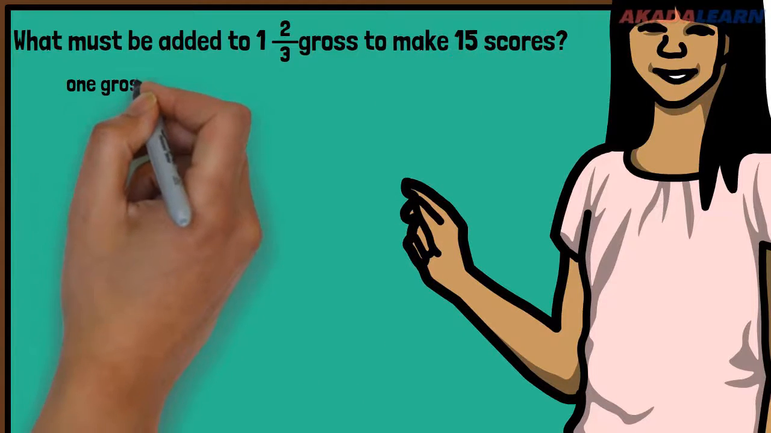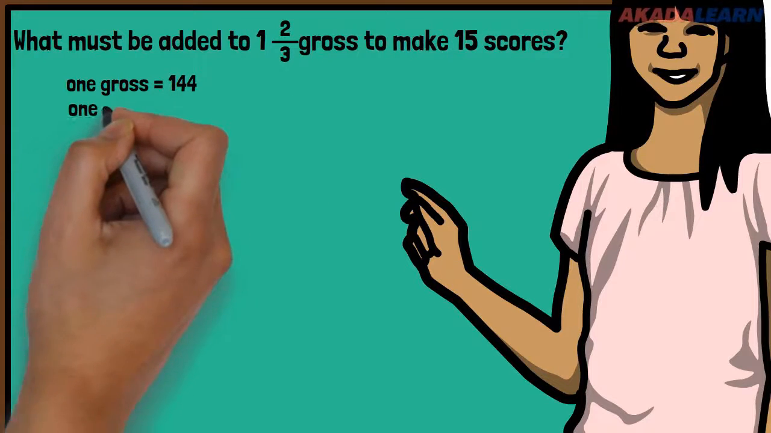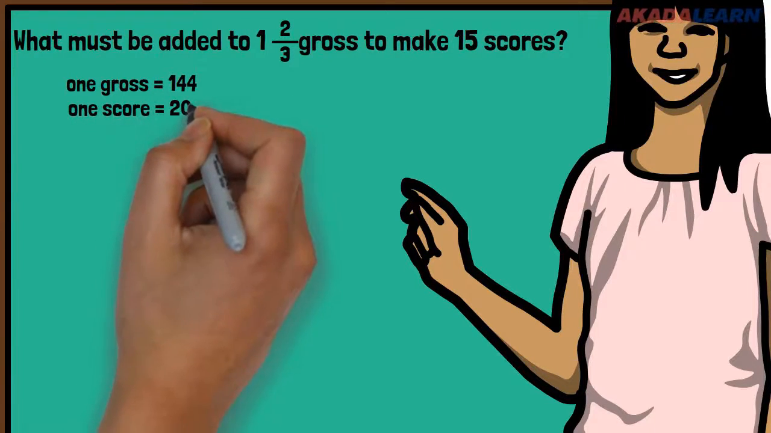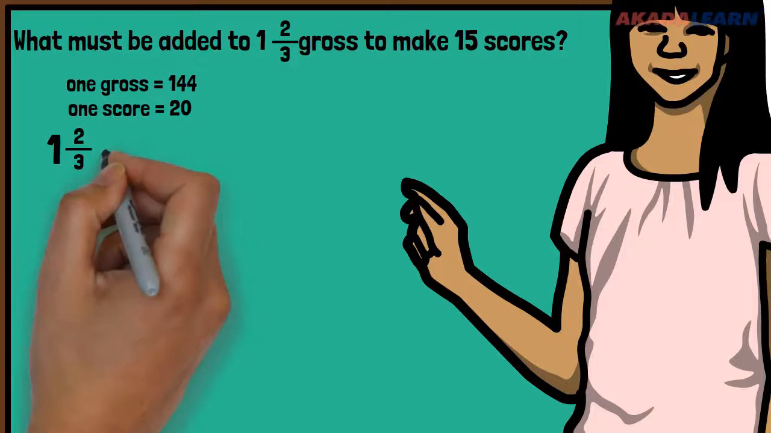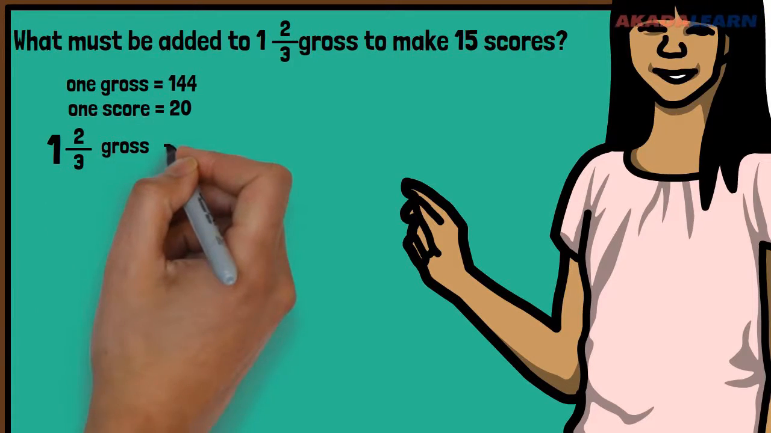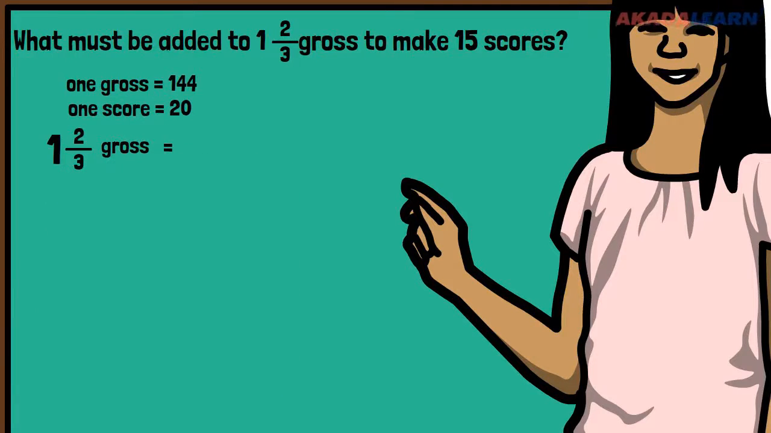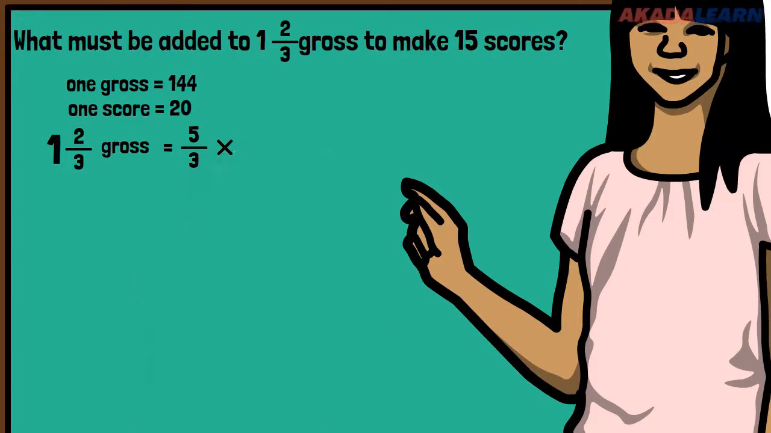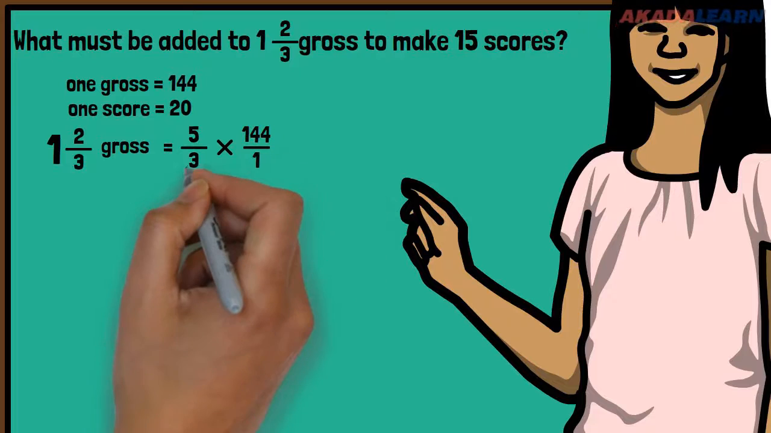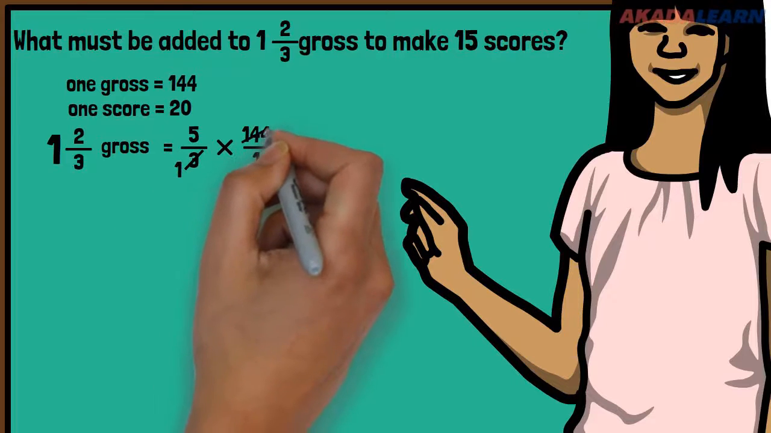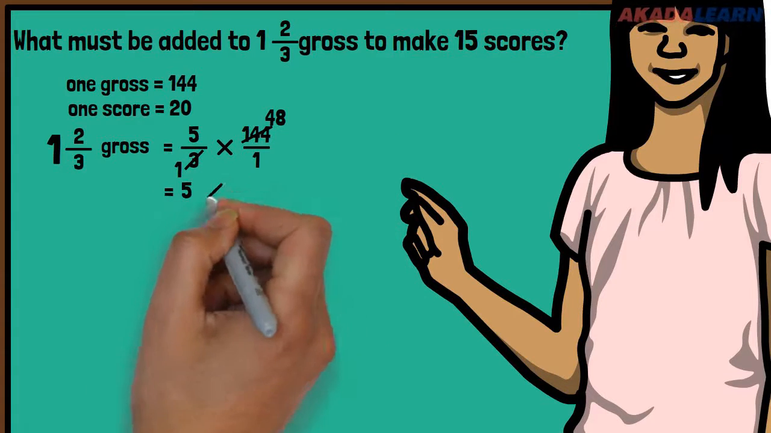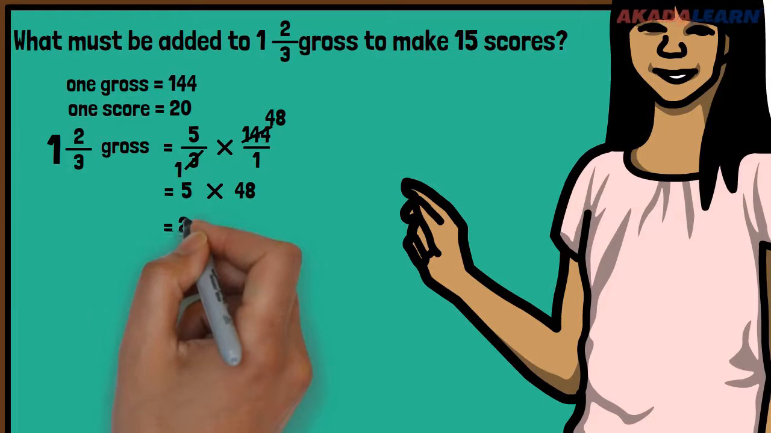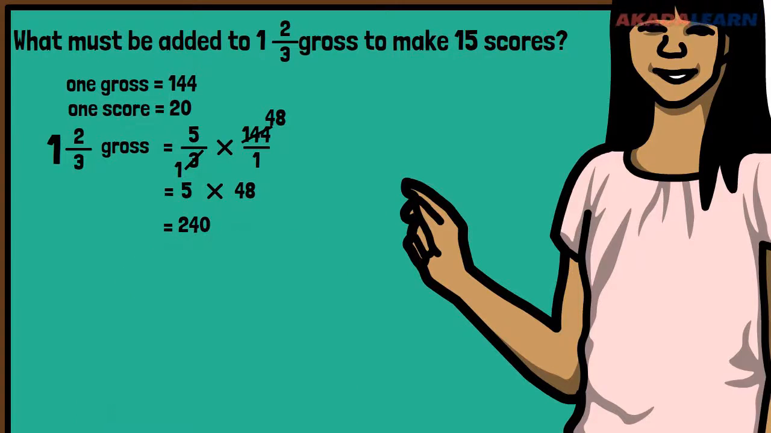So let's begin. So 1 gross we know is 144. 1 score we know is 20. So 1 and 2 over 3 gross therefore will be equal to, we change that to improper fraction, 3 times 1, 3 plus 2, 5, that's 5 over 3 times 144 over 1. 3 divided by 3, 1, 144 divided by 3, that's just 48. So 5 times 48 gives us 240.